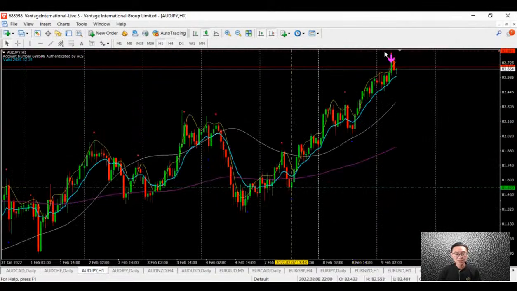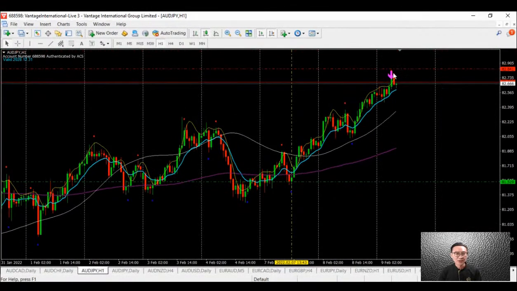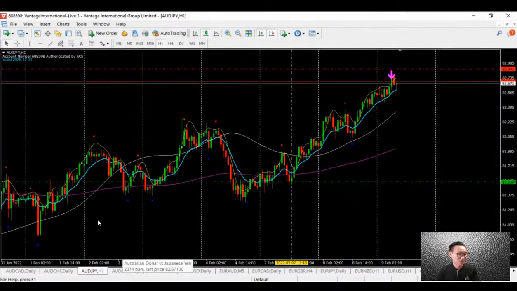However, this is a retracement, going up to this point. Let me drag down. So over here, this area may be the ending of the retracement. We do not know whether it is, so we have to monitor first. Leave it out for today as well.